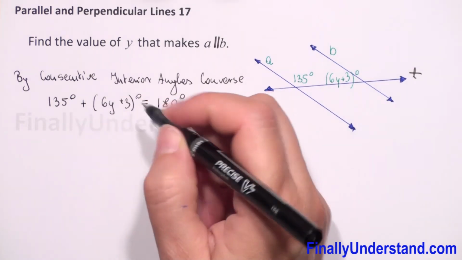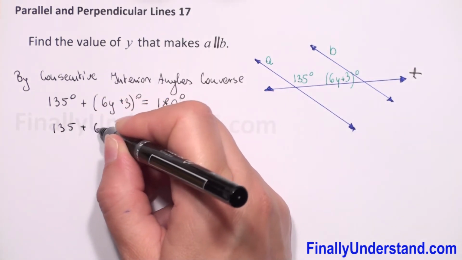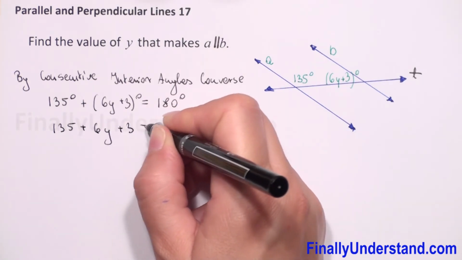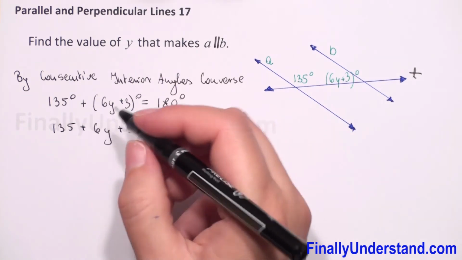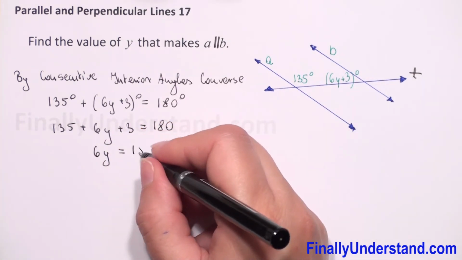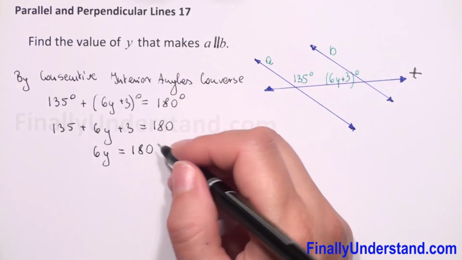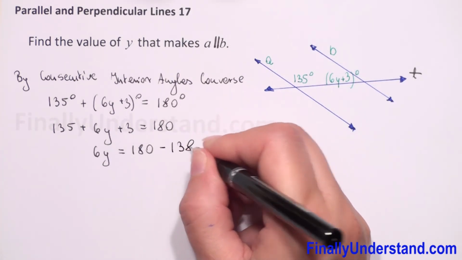So let's forget about degrees. We have 135 plus 6y plus 3 is equal to 180. So now I will combine the like terms. We have 6y is equal to 180 minus 138.